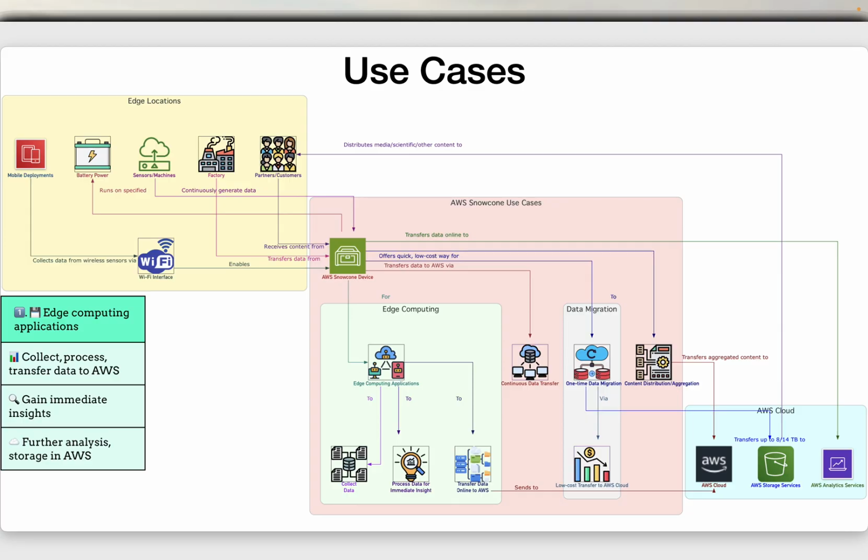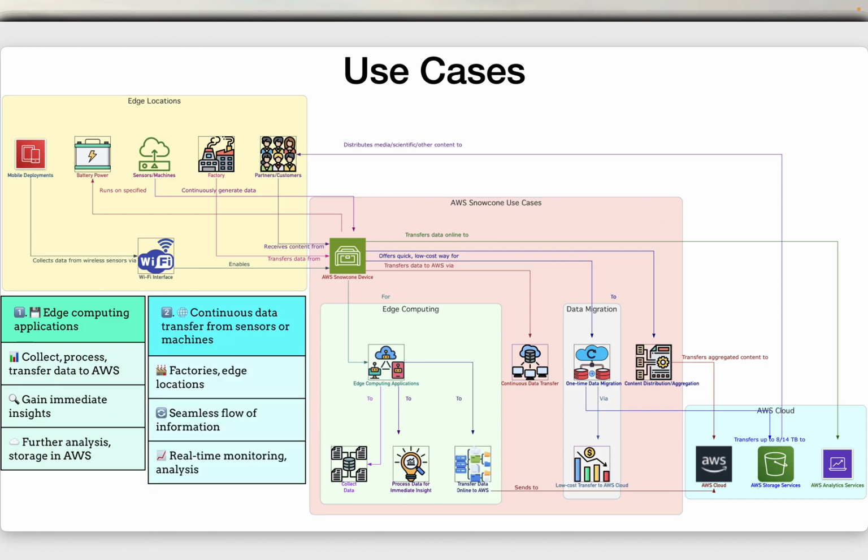First, Snowcone devices can be used for edge computing applications where data is collected and processed to gain immediate insights, and then transferred online to AWS for further analysis or storage. Because the device already has some CPU and memory, you can process some data directly on the machine, because you have the space to run EC2 also directly.